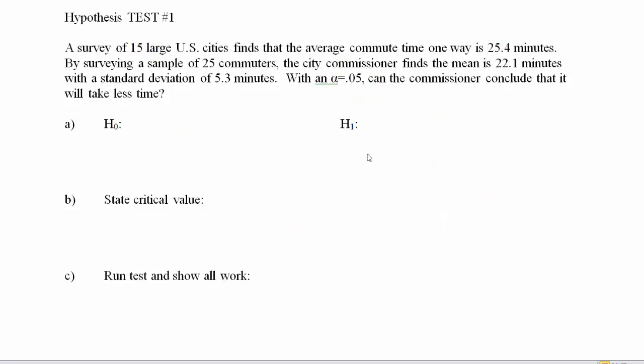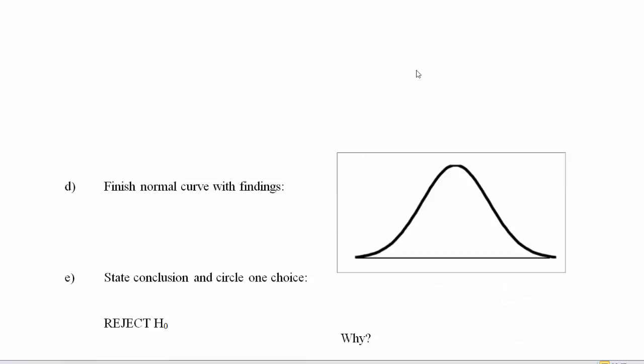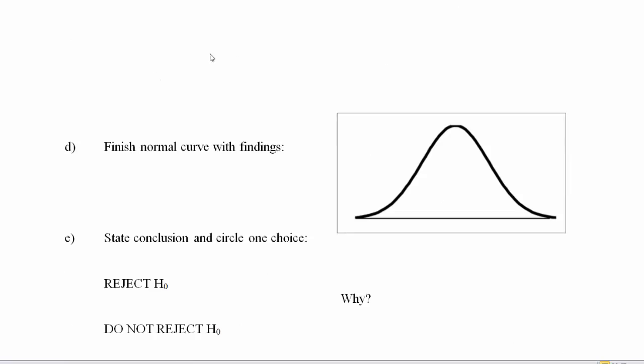So let me move down into the next part of this where it says run the test and show all the work. And in fact, I will run the test up here so you can see the entire second half of the problem here. Now let's first of all put back up on this screen, since we scrolled down, the critical value, which we said was negative 1.711. We're going to see if our test value is below negative 1.711.